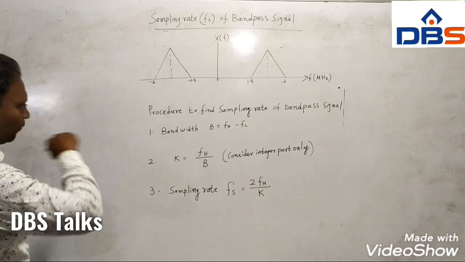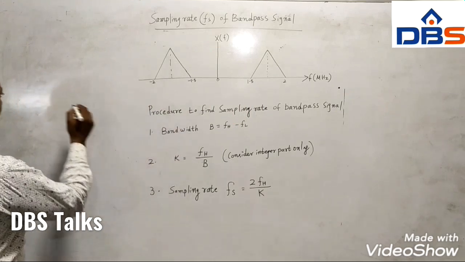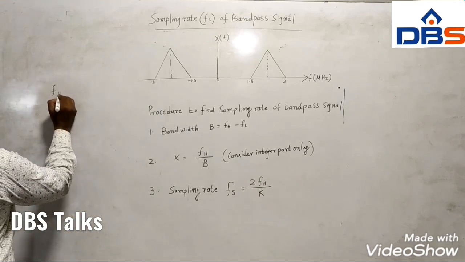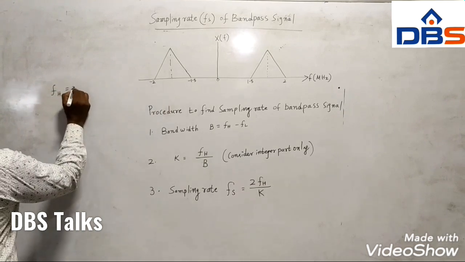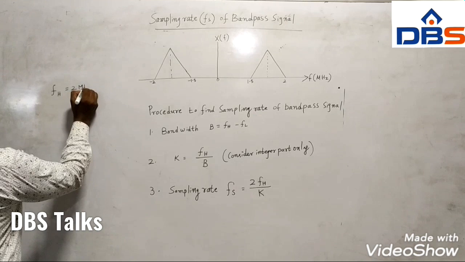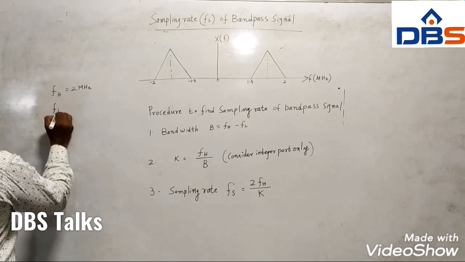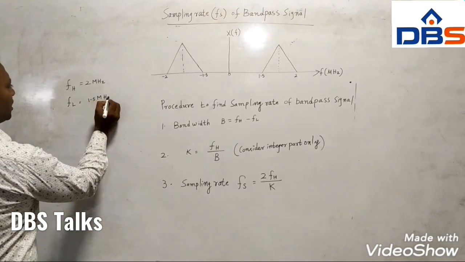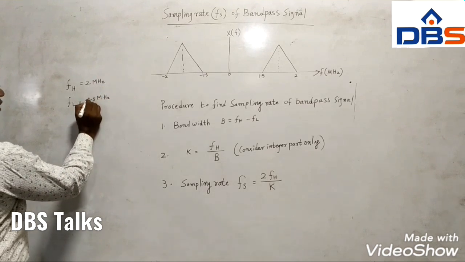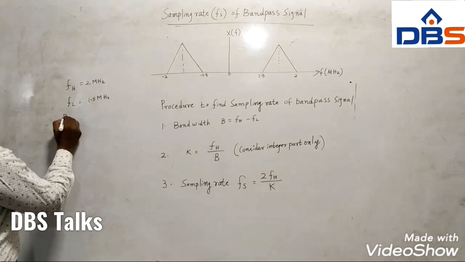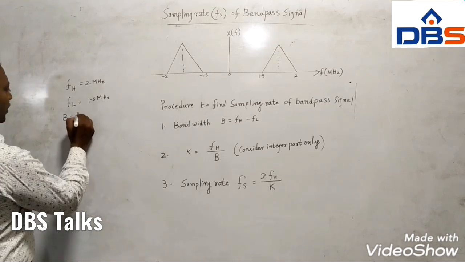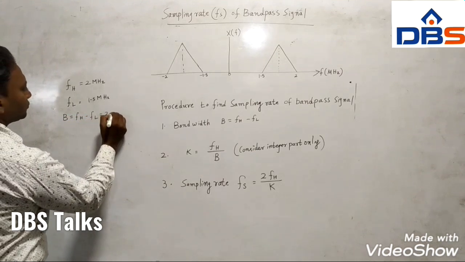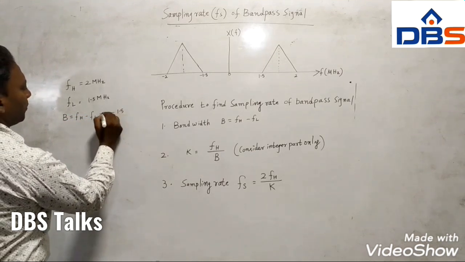Now, first, what we have to find out? We have to find out the bandwidth. So, before calculating the bandwidth, we have to see what is FH. FH is 2 megahertz. FL is 1.5 megahertz. This is the high frequency and the low frequency. Now, to calculate the bandwidth, it is FH minus FL. FH is 2 megahertz and FL is 1.5 megahertz.